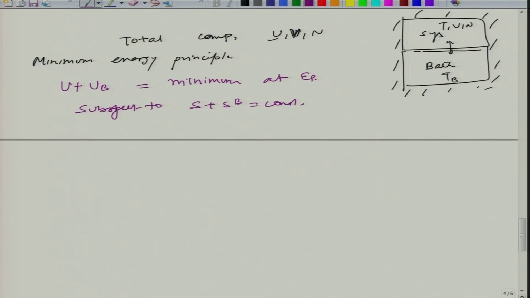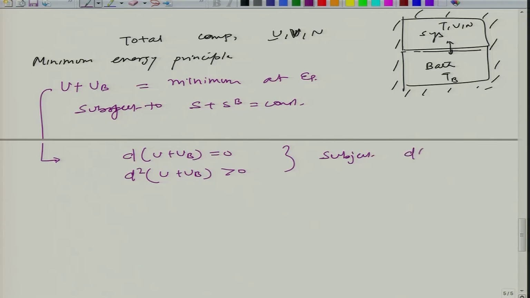That is what we are saying, because the minimum energy principle says that the energy will be minimum for a given total entropy. So, for a given total entropy, U plus U_B has to be minimum. This gives us two conditions. One is d of (U plus U_B) should be equal to 0, and the second derivative d squared of (U plus U_B) should be greater than 0, again subject to d of (S plus S_B) being 0. And the other thing we know is that this is rigid.